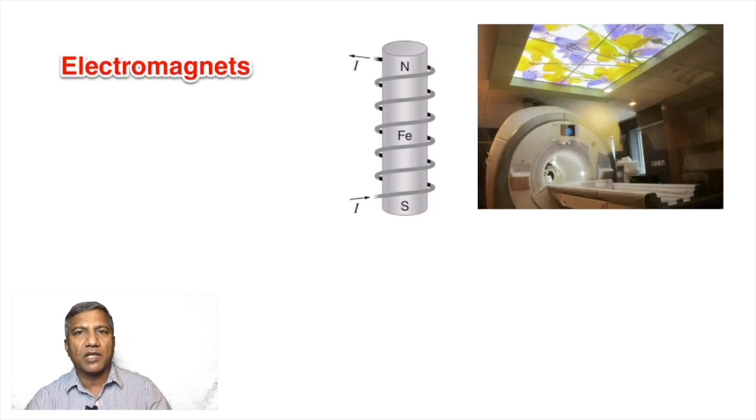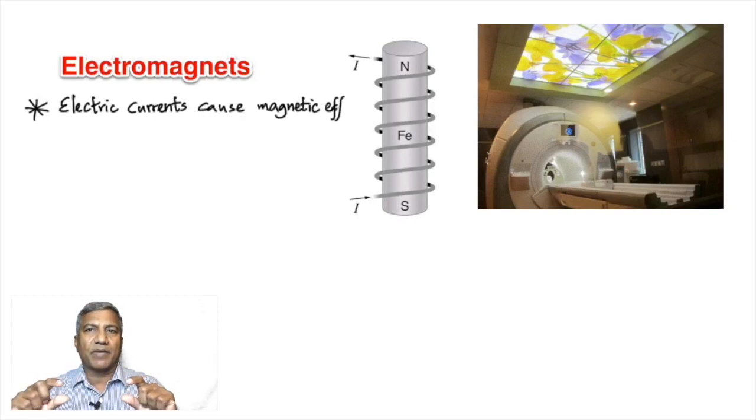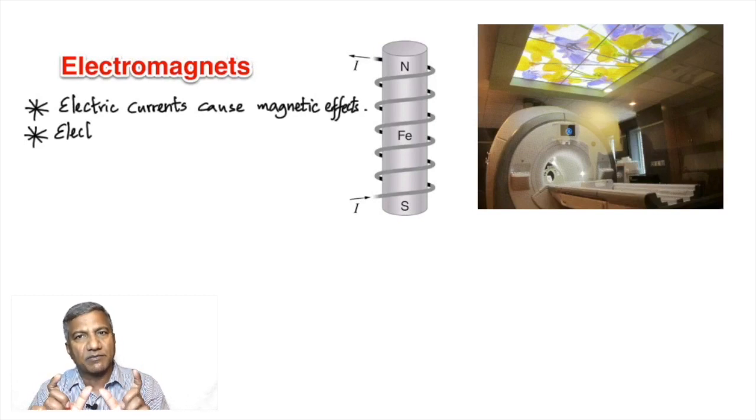Next, we have electromagnets. Electromagnets, as the name implies, is a magnet that only behaves like a magnet when an electric current flows through it. So electric currents always produce magnetism. And so if you have a ferromagnetic material like iron, a simple piece of iron, and a coil wound over it, as long as you pass a current through the coil, the iron behaves like a magnet. It becomes magnetized. When you switch off the current, that is just a piece of iron.